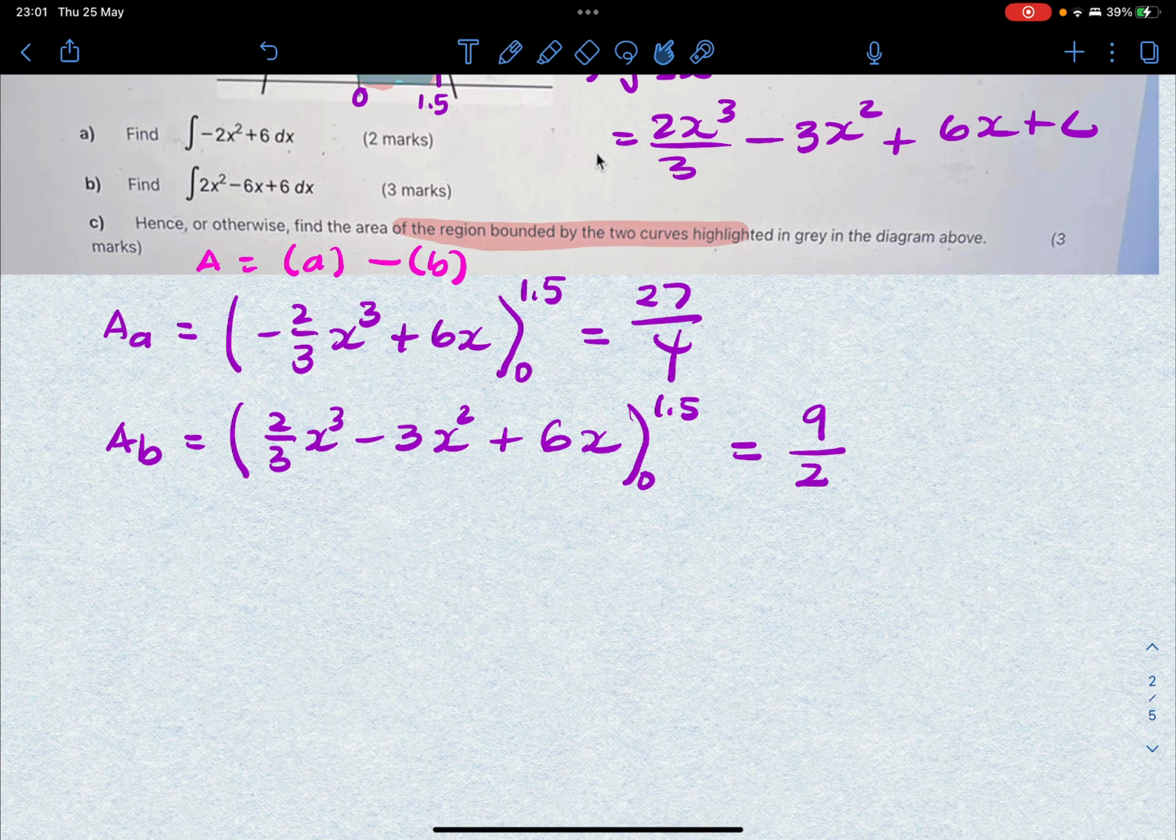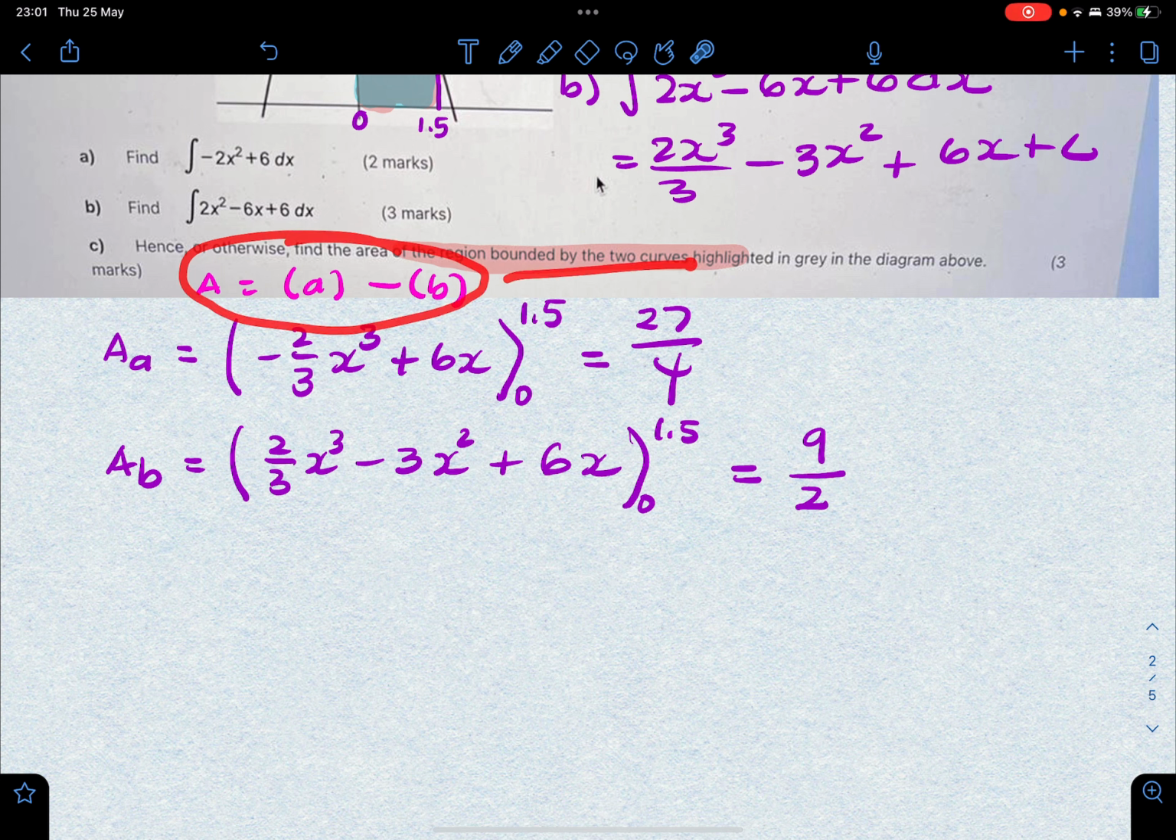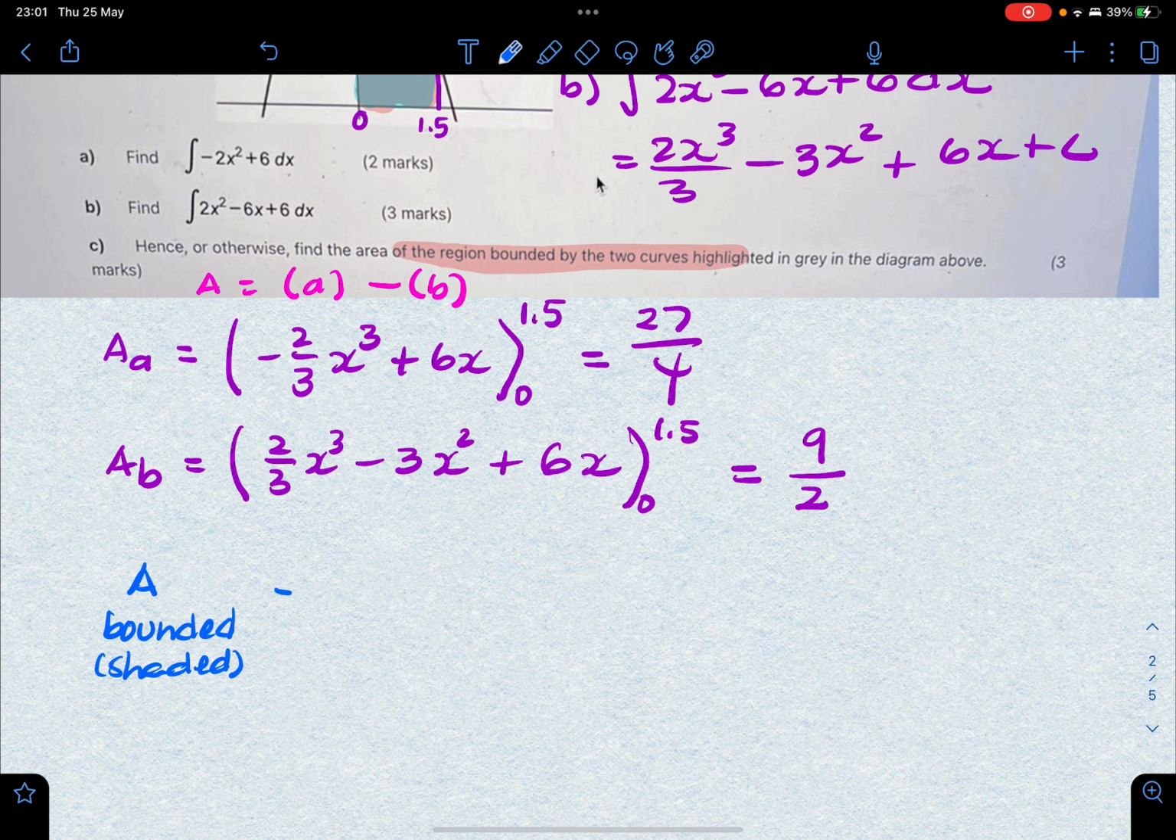So we can then say that the total area, the area bounded by the two curves, or shaded, is equal to 27/4 minus 9/2. And if you rewrite this as 18/4, that gives you 9/4. So that would be your final answer.